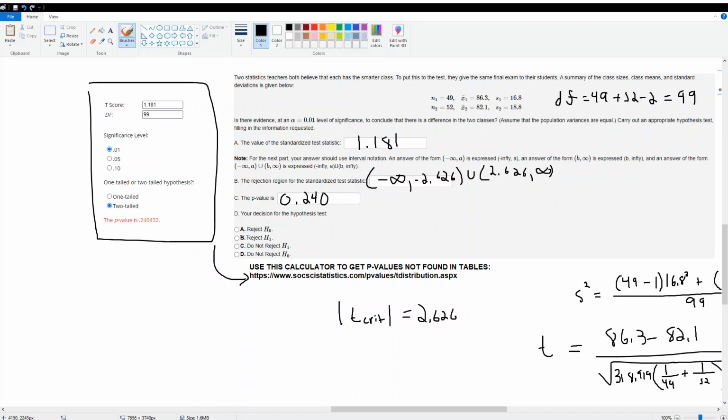In this case, because our p-value does not subceed the level of significance, we will fail to reject the null hypothesis. Again, H1 makes no sense here. We're going to fail to reject. Additionally, our critical value does not lie inside the rejection region, so no matter what, we will not be rejecting the null hypothesis.